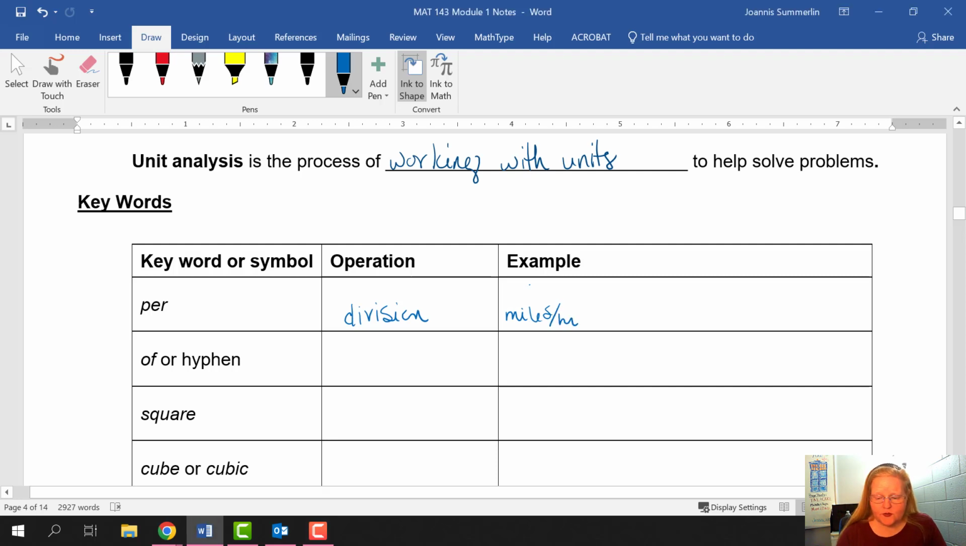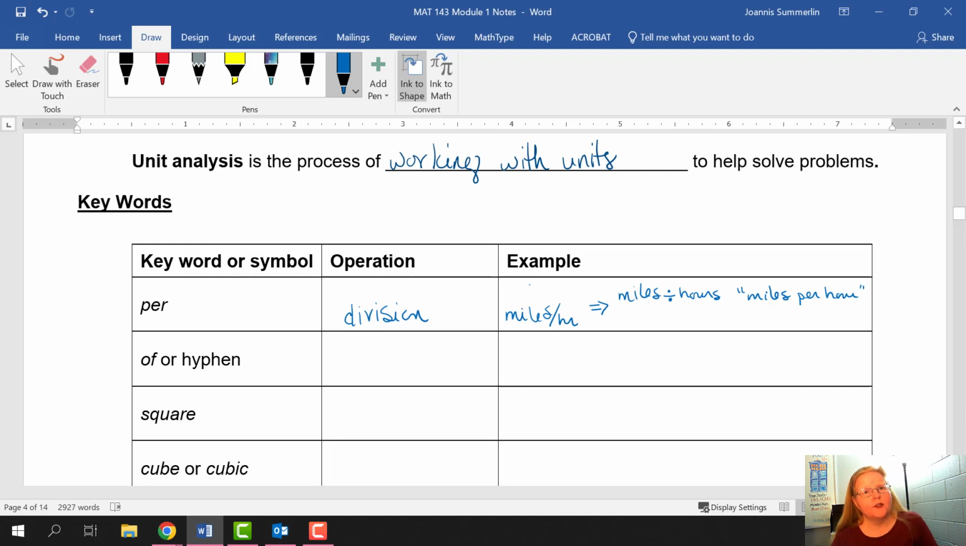You can see it written as a fraction, which is the same thing as saying miles divided by hours, or you could actually say miles per hour, which is how we term it, miles per hour. Of, or a hyphen, means to multiply.